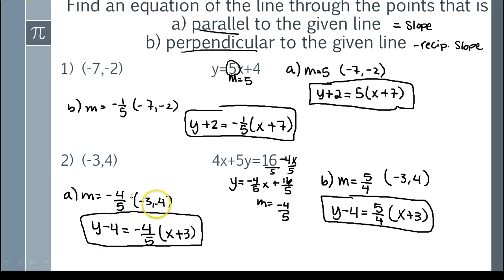So I'm going to have y minus 4, because that's my y coordinate, is going to be equal to negative 4/5, because that's my slope, times x minus the negative 3, because that's my x coordinate. And I'm done with part A. For part B, it's the exact same equation. The only difference is instead of using a slope of negative 4/5, I'm going to use a slope of positive 5/4, because that's my negative reciprocal.